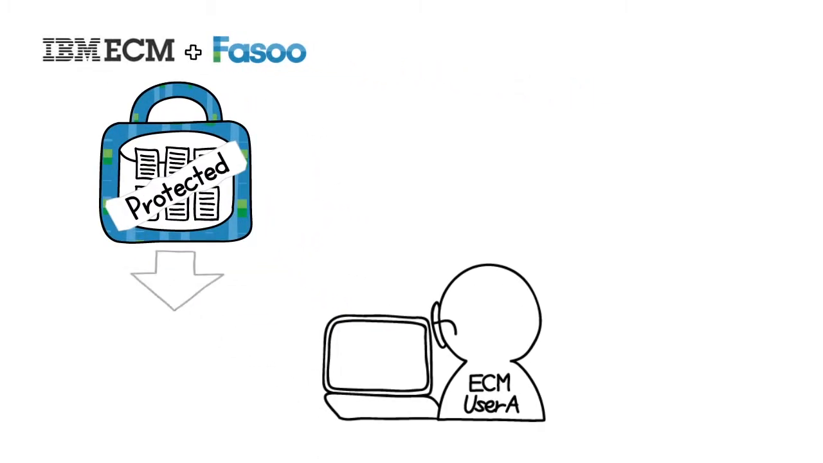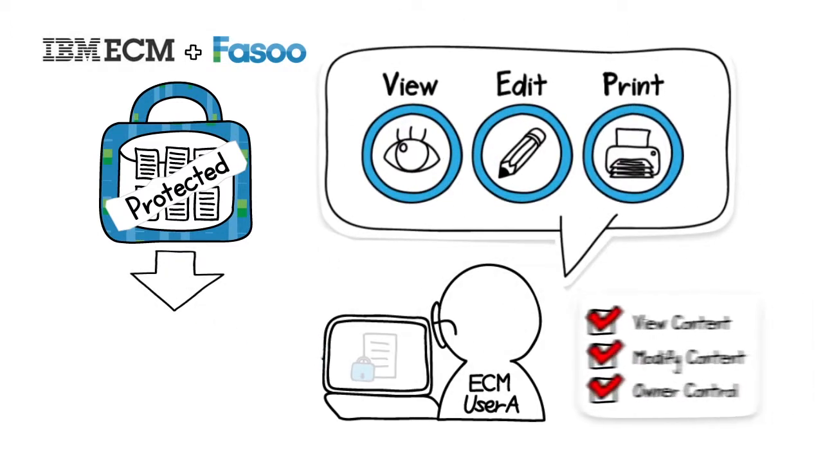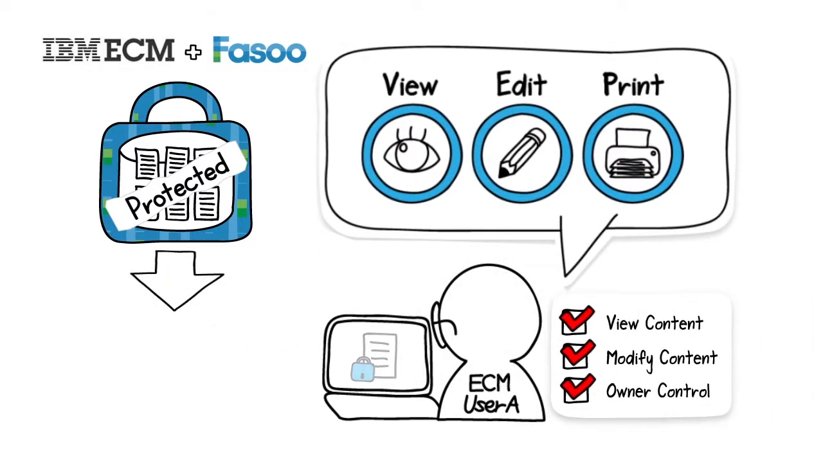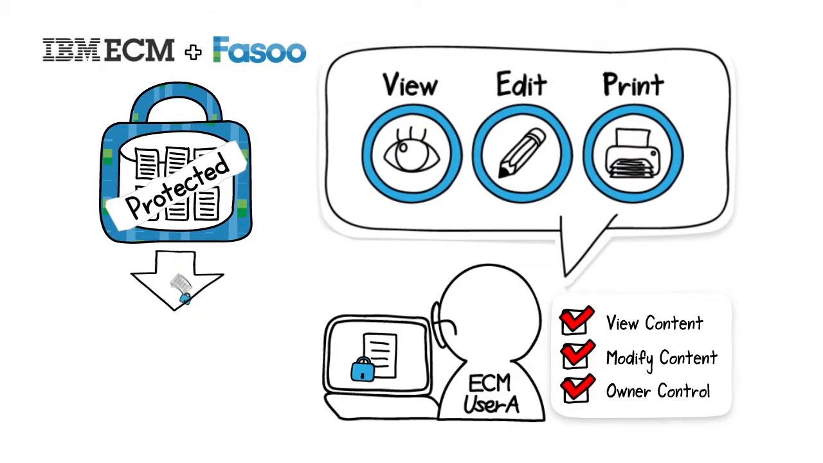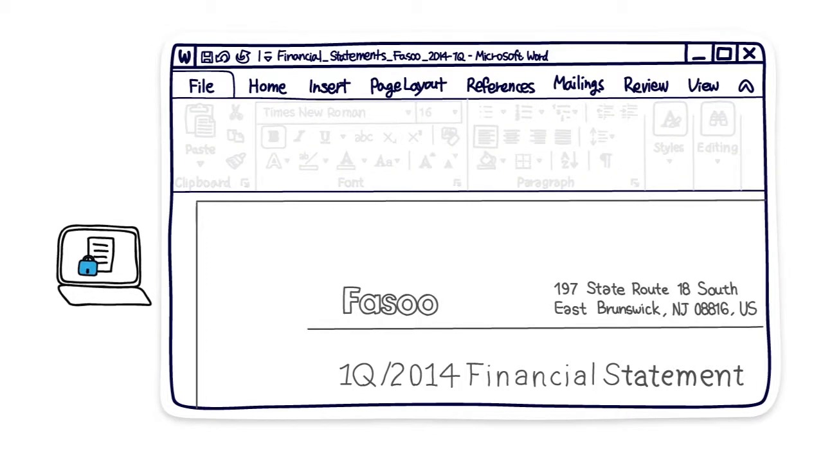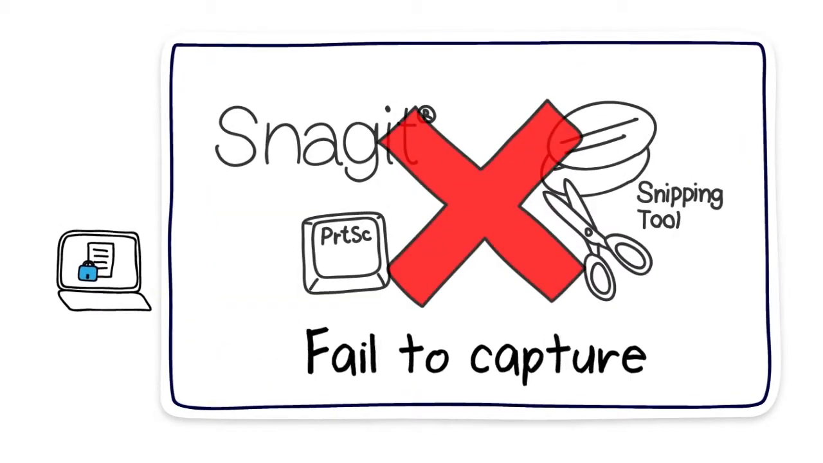When a user downloads a document from ECM, Fasoo steps in and encrypts the document to provide security outside the repository. Only authorized users can access the protected document according to the ECM permission. For example, a user with view content permission could only view. With modify content, view and edit. With owner control, view, edit, and print the protected document. Users will have different access privileges to the protected documents depending on their ECM permission.